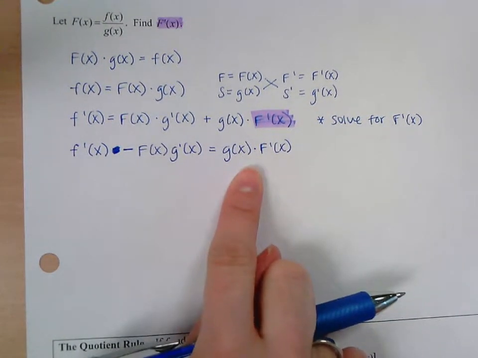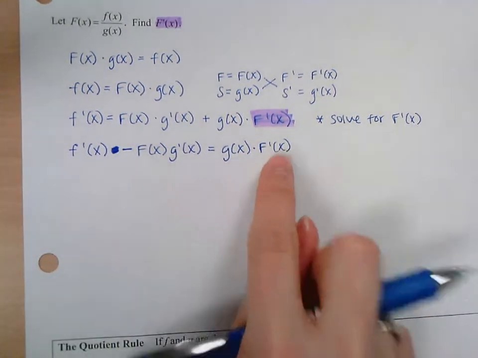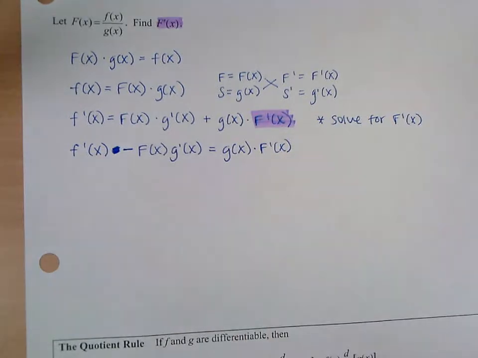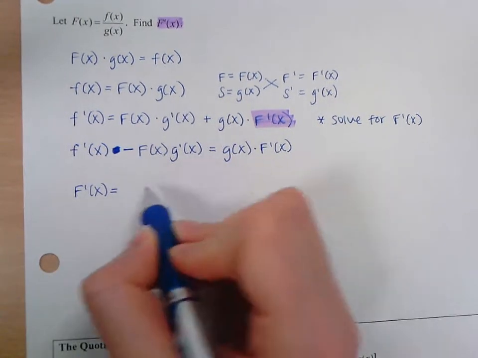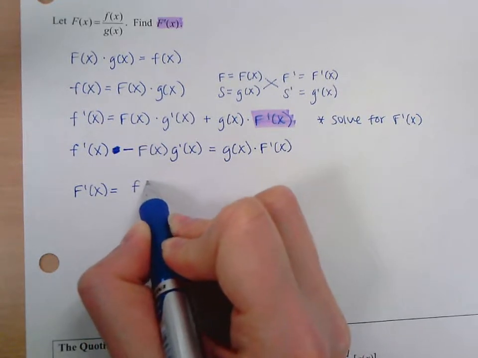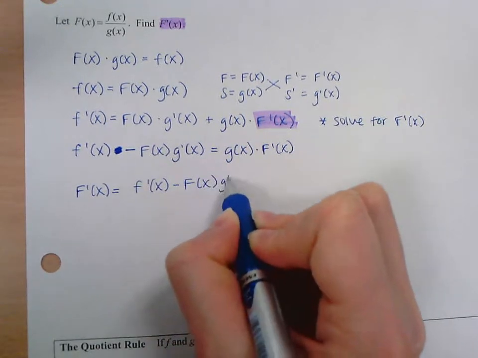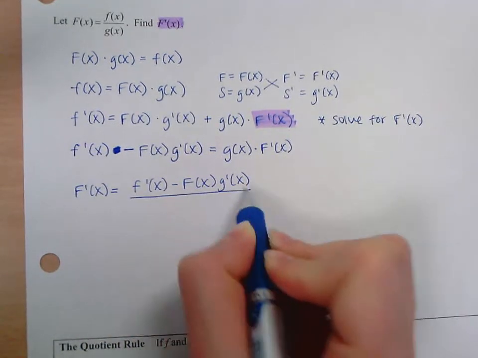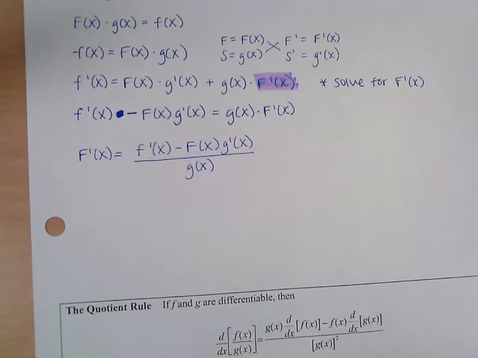And then I would divide by g of x. And I'm going to flip this around so I have capital F prime of x equals this left side divided by g of x. Okay, so I got capital F prime by itself.